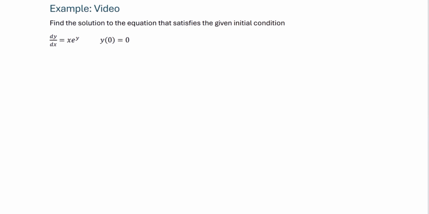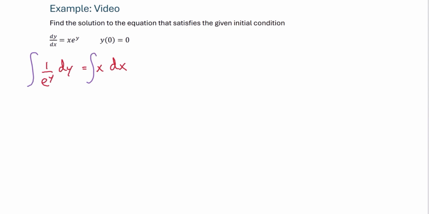In this video, we'll look at solving equations that also have an initial condition. Step 1, we want to separate the functions. So let's divide both sides by e to the y. And at the same time, we can multiply both sides by dx. Next, we will integrate the left and the right.